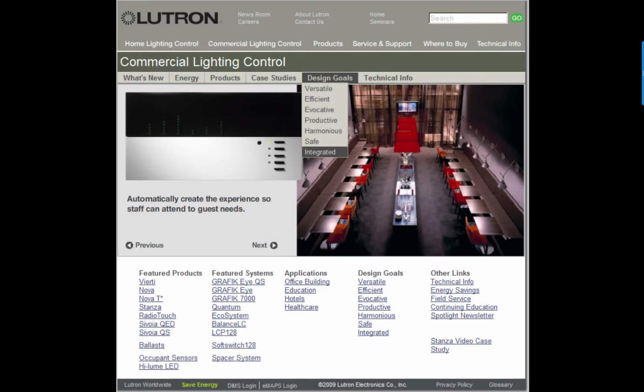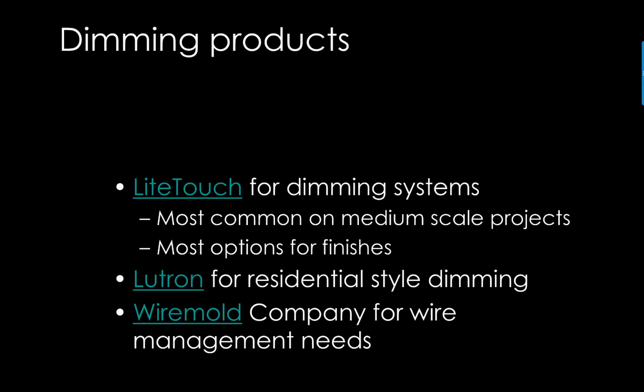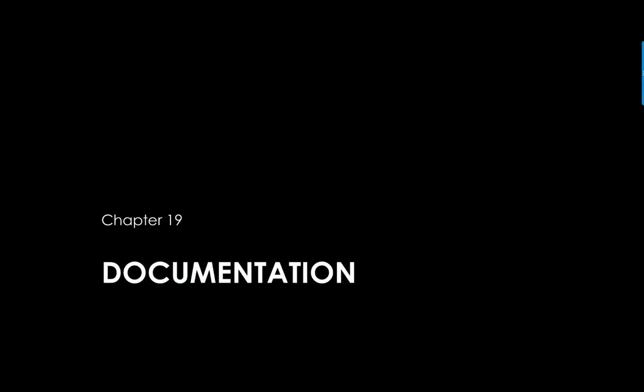Kind of an aside. Anyway, Lutron is one of the big players, and they have on their websites all sorts of really terrific interactive information about how to specify these systems. And the Sivoia QED from Lutron is the dimming system or the shade control system that we have in our lovely classroom. There's other companies out there too. I don't mean to be plugging Lutron; Lightolier and Wiremold also have those types of products for switches.